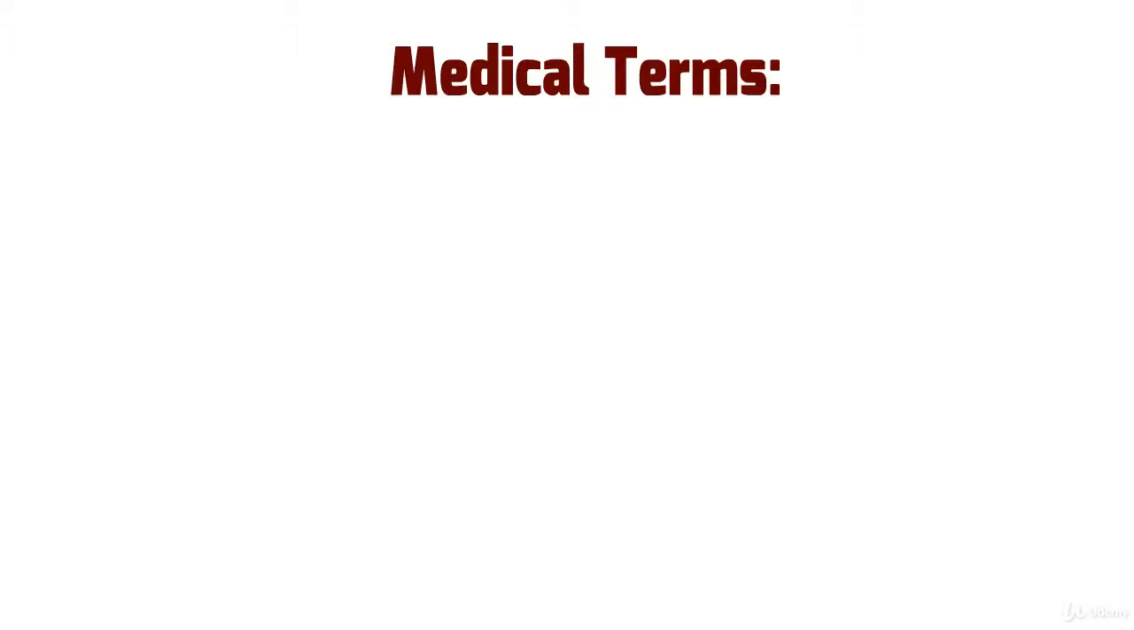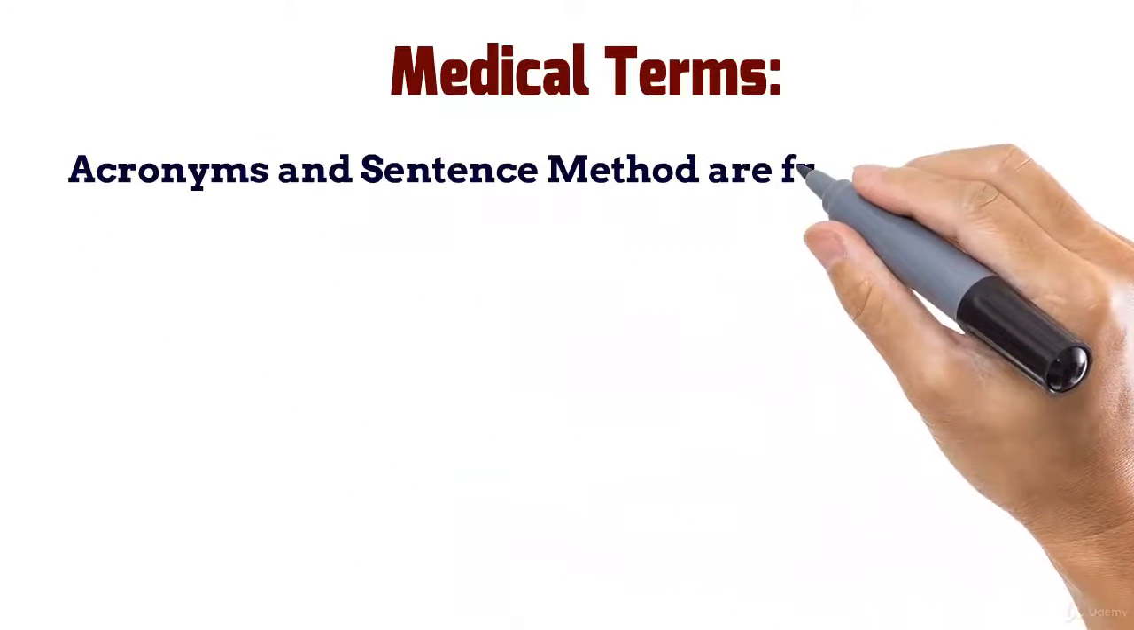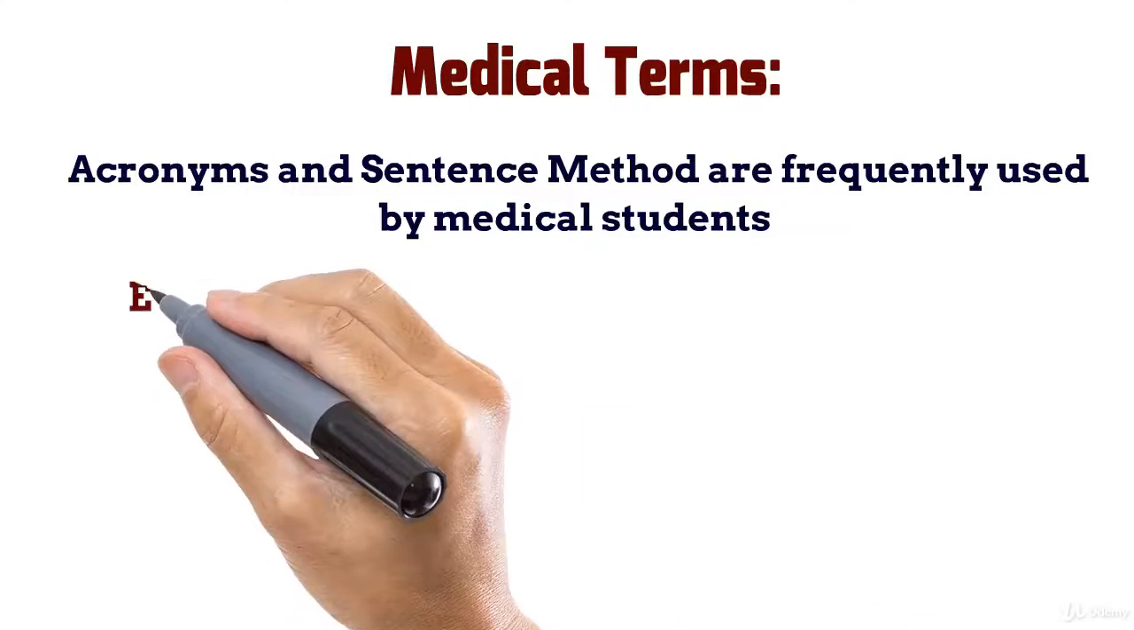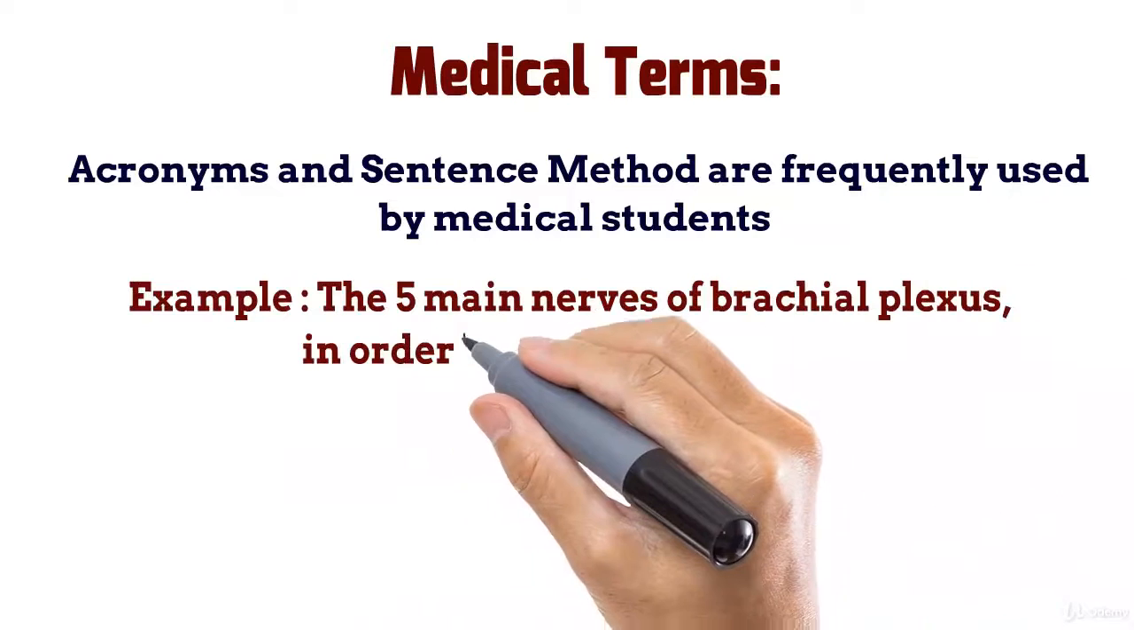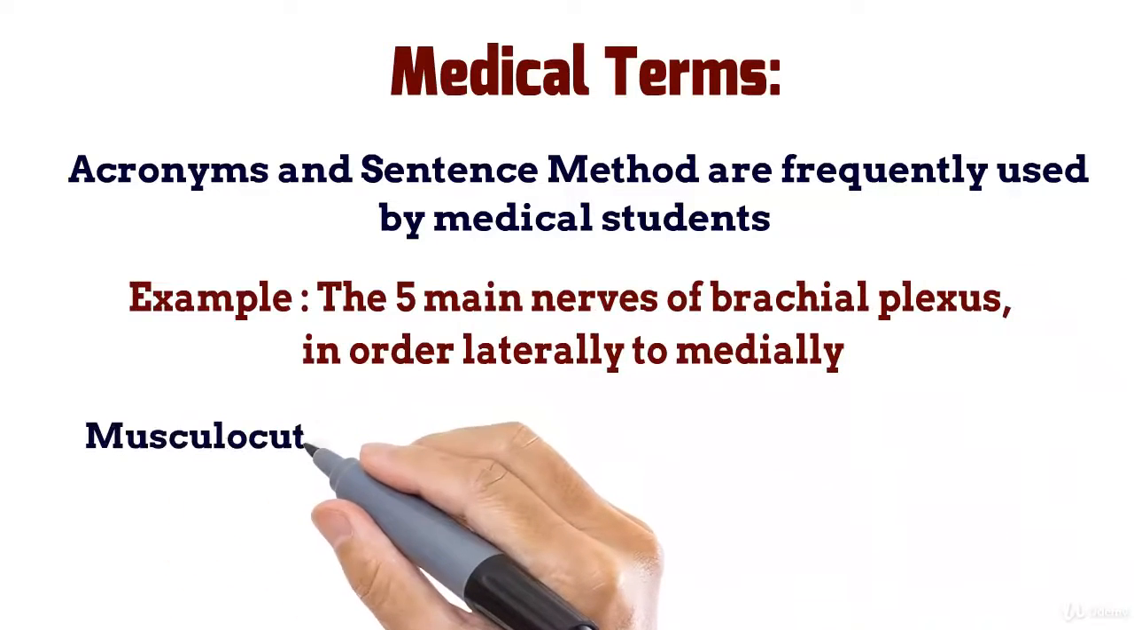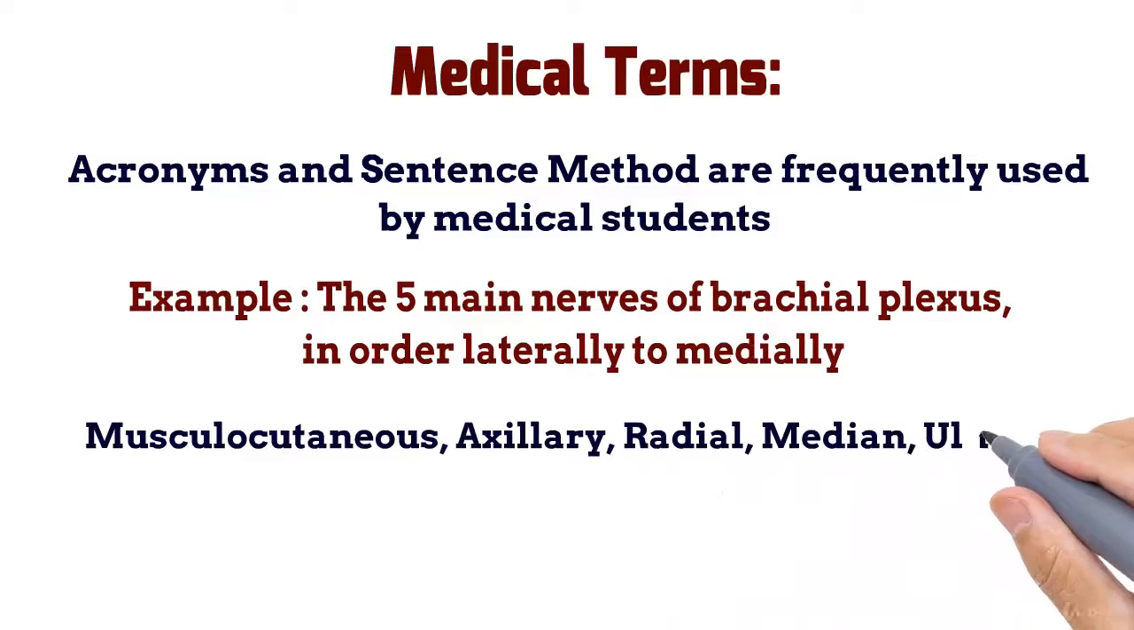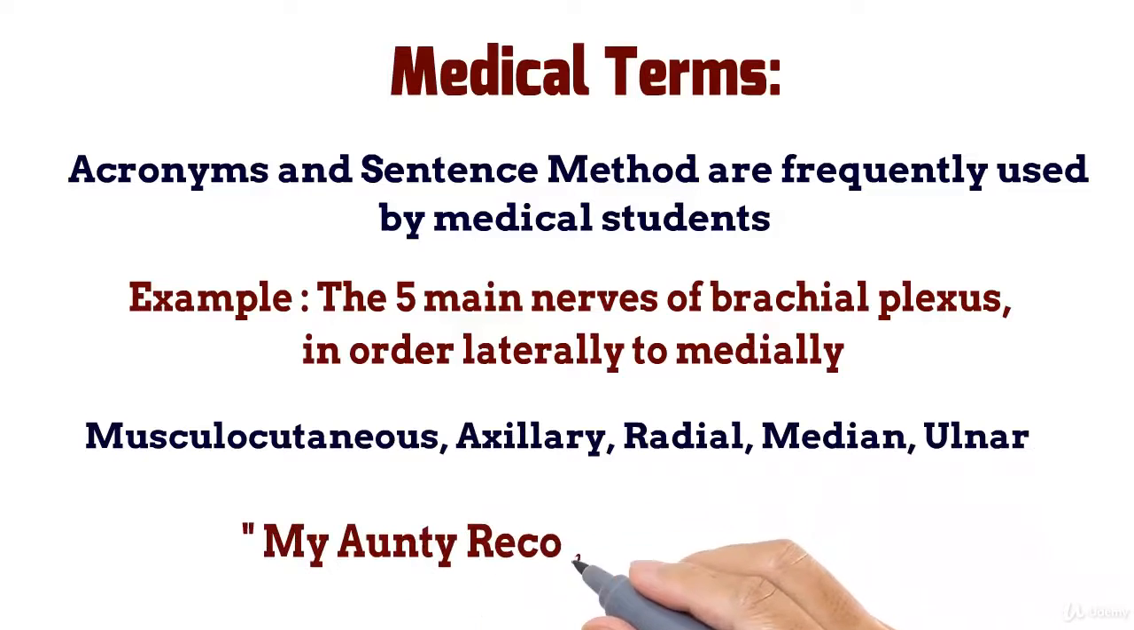Acronyms and the sentence method are frequently used by medical students. Here is an example. The 5 main nerves of brachial plexus. Think of the phrase, "My auntie recognized my uncle."